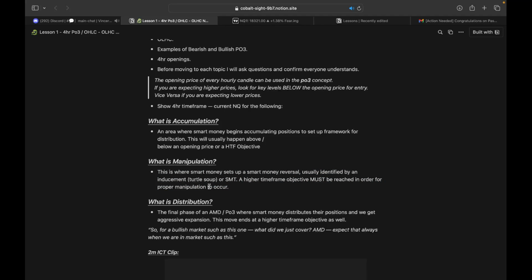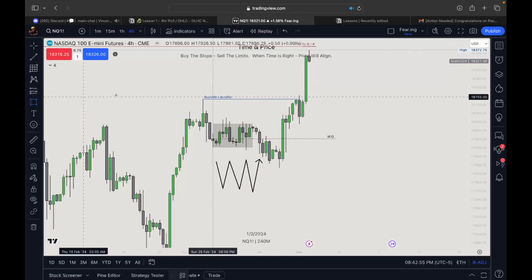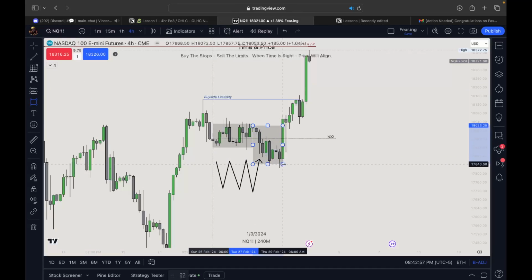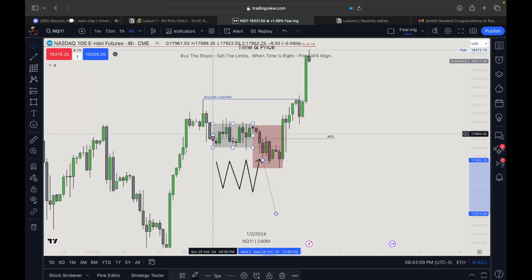We have to have this every single time there's a manipulation. As you become more and more experienced in trading, you'll be looking for entries in the manipulation in preparation of the distribution. So what does manipulation look like? That would be here. Specifically, this lower half below the accumulation. So accumulation, we're looking for manipulation below the opening price right here.